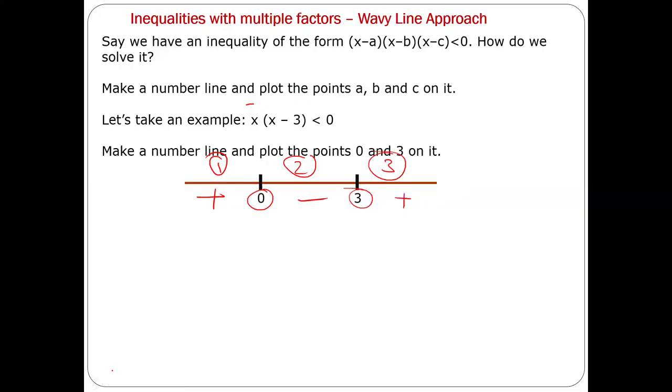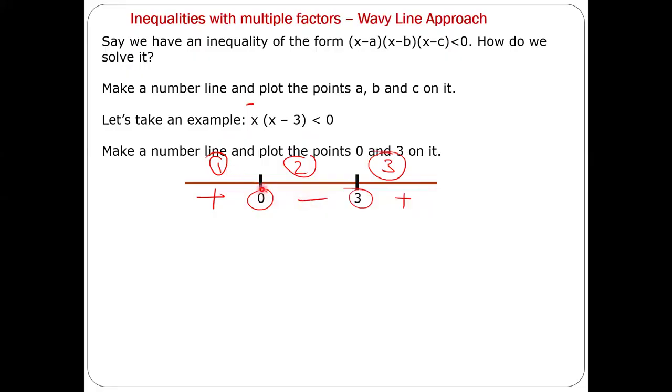Agreed? So if you look at it, the summary is that for values of x in area 1, the value of this expression is positive. For value of x in area 2, the value of this expression is negative. For values of x in area 3, the value of this expression is positive. But according to the question, what is the requirement? The value of this expression, should it be positive or negative? Negative. And when is the value of this expression negative? Only when x is in area 2.